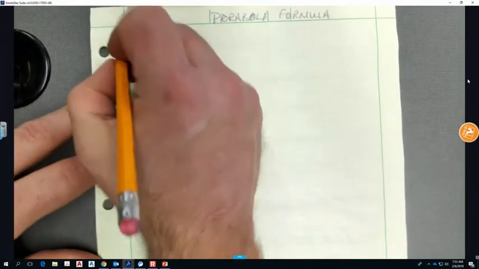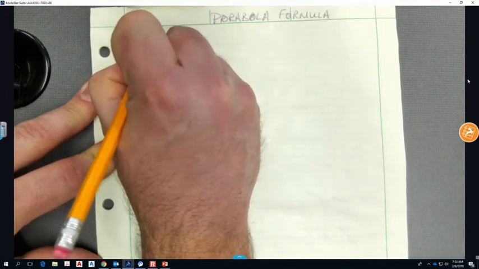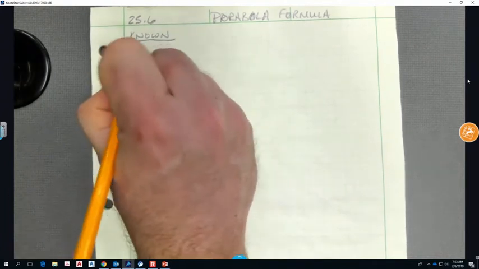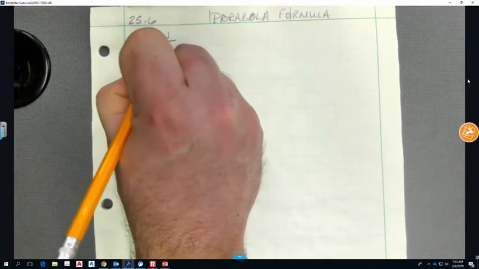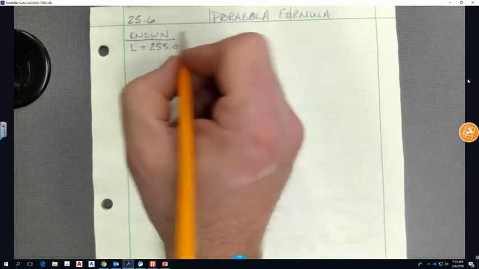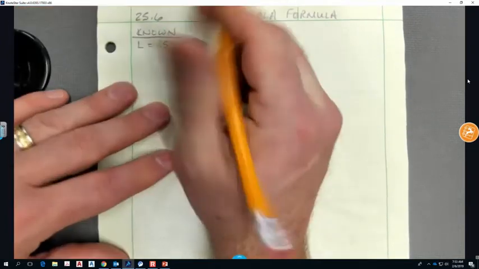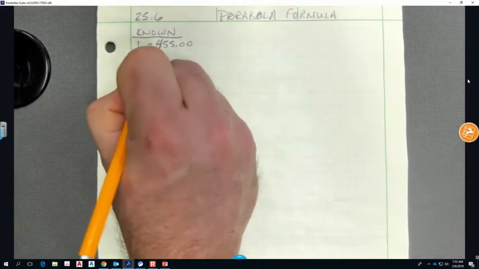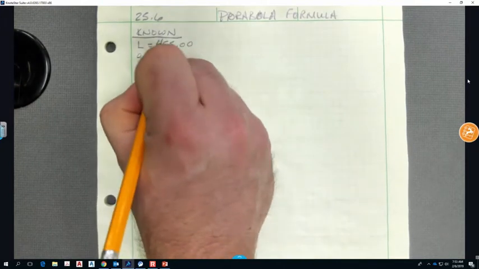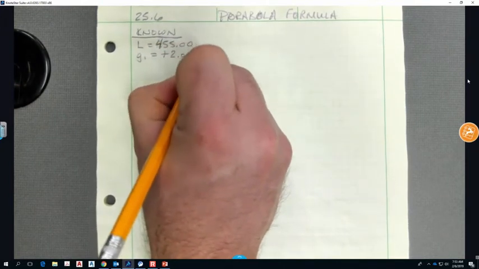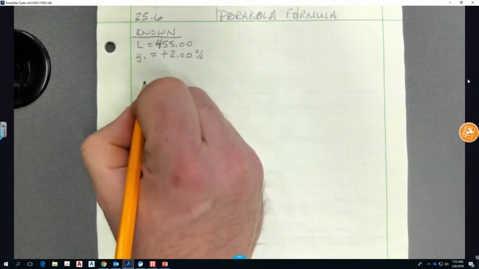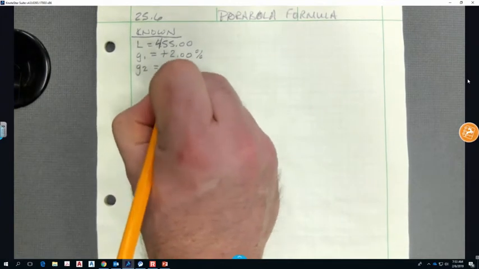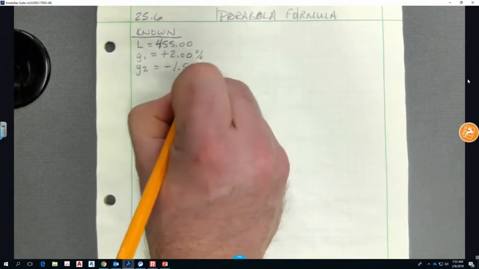Okay, so we always start with what we know. So known. And in the book it gives us L, and that is equal to 455.00. Oh, sorry, 455.00. Okay. They give us G1, and that is a positive 2.00%. They also give us G2, and that's a negative 1.50%.